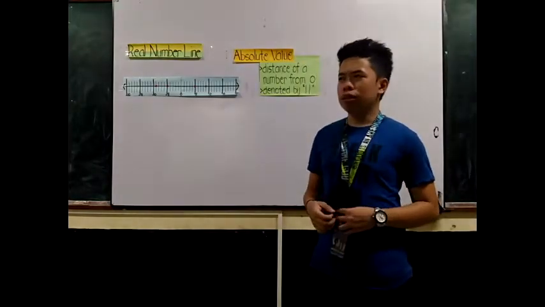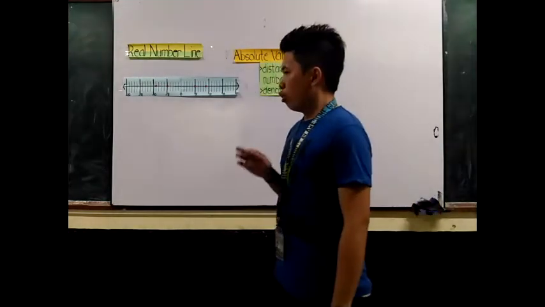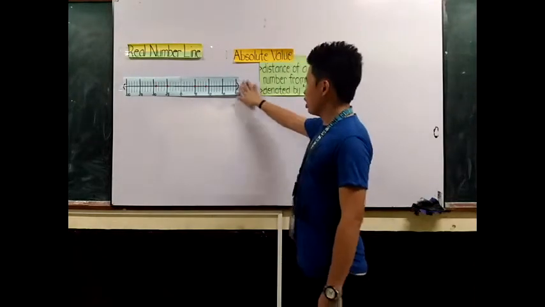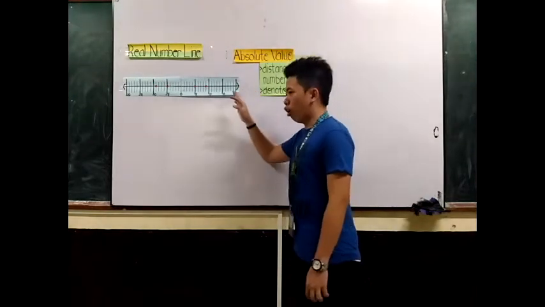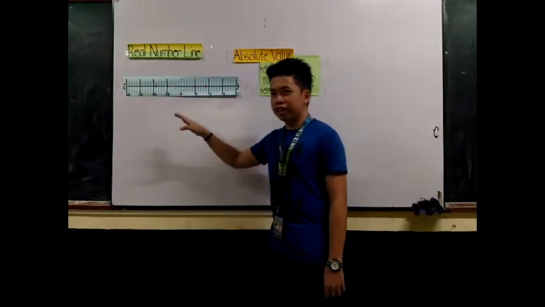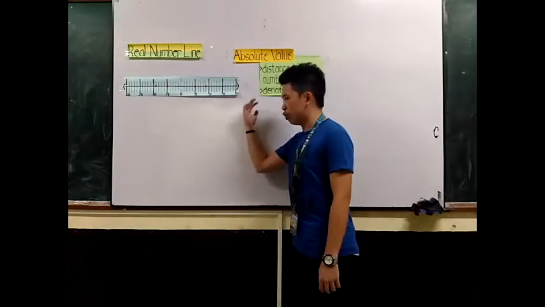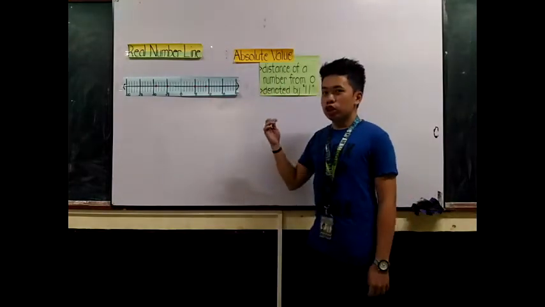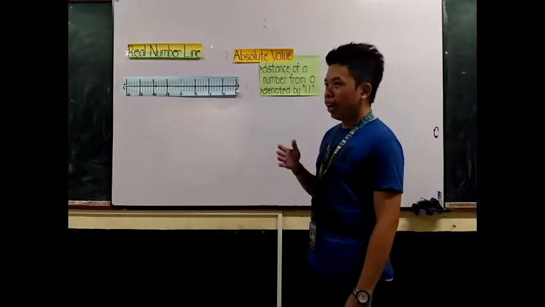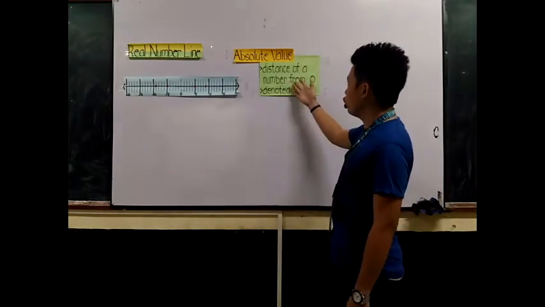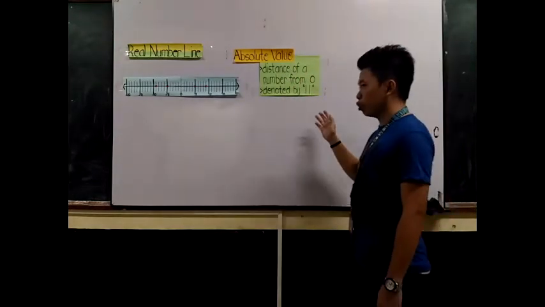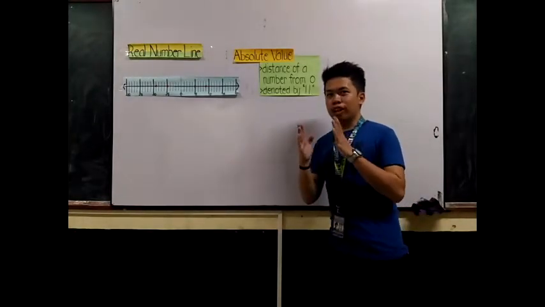All real numbers, integers, and the like form a straight line. We call it a real number line. This is an example of a real number line. All the numbers to the left of 0 are negative and the numbers to the right of 0 are positive. These numbers have a certain distance from 0 and we call it its absolute value. The absolute value is the distance of a number from 0, denoted by two vertical bars.